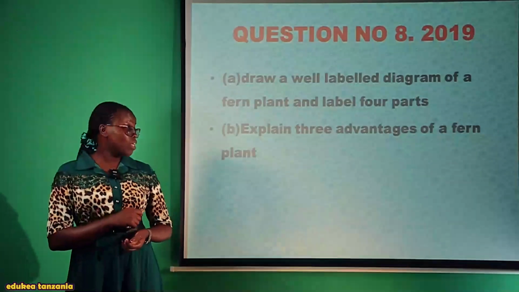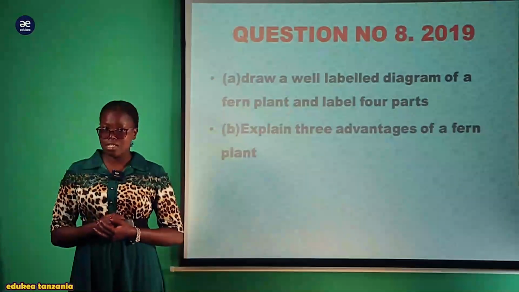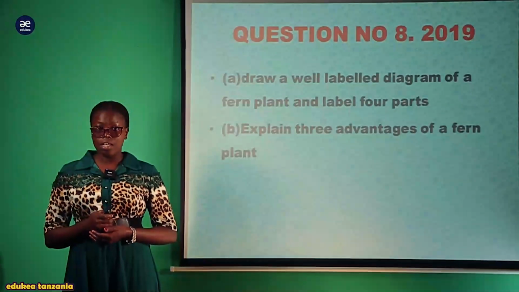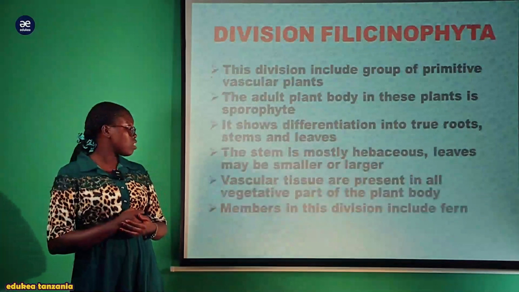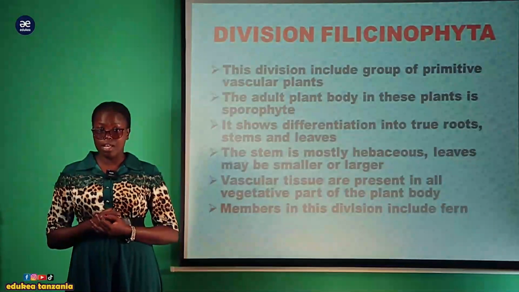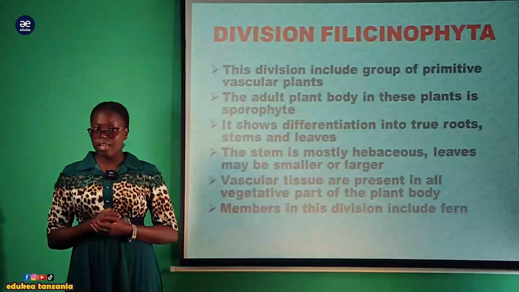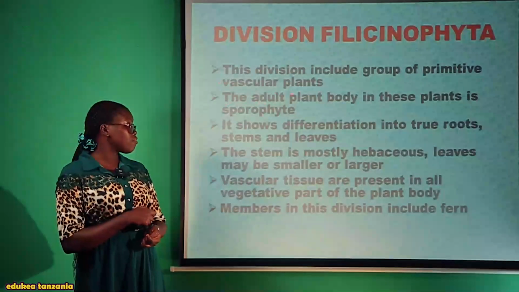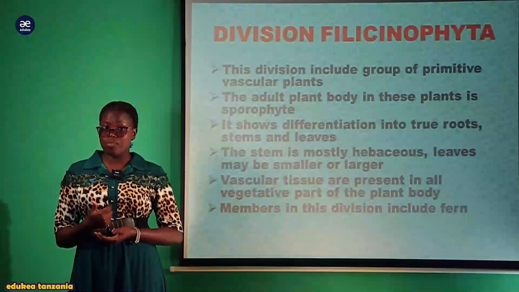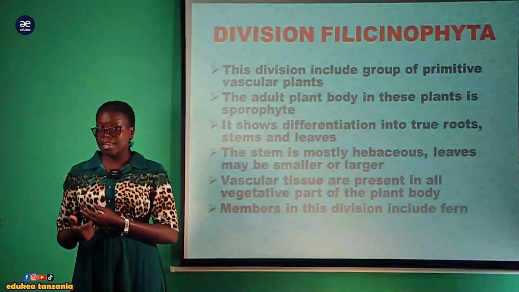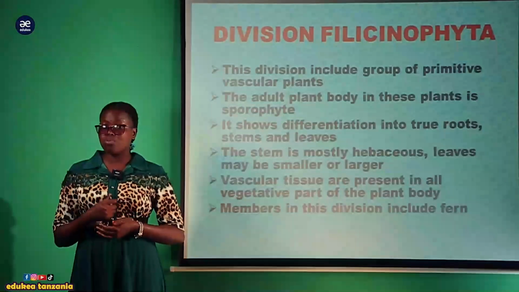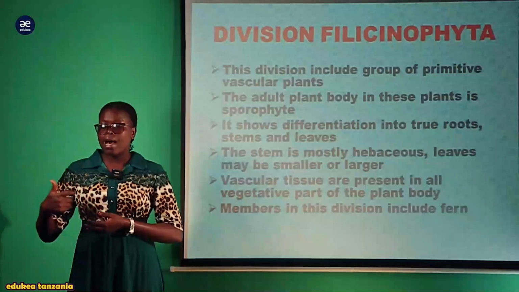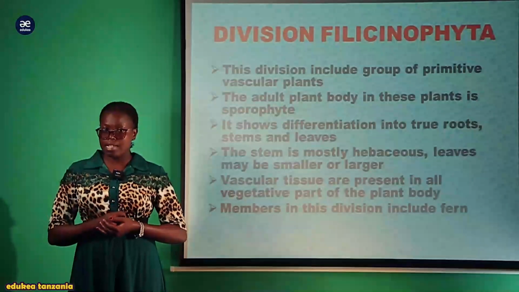But before we answer the question Roman 1, let us familiarize ourselves with the division Filicinophyta that belongs within the kingdom plantae. As we talk about the division Filicinophyta, this division includes the group of primitive vascular plants. Once we talk about primitive, it means that they have xylem and phloem as vascular tissue, but they are not as well developed as those of advanced plants like flowering plants.